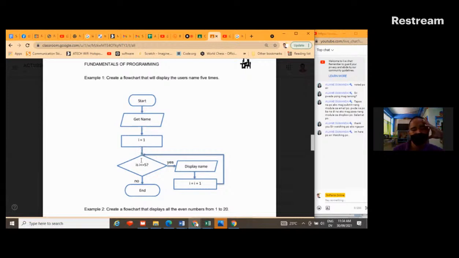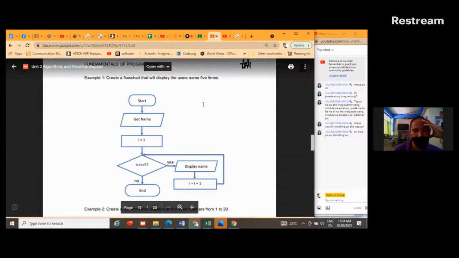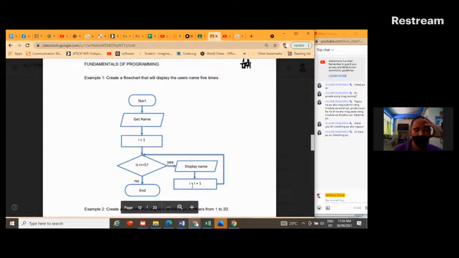And then there's a decision. Is 1 less than or equal to 5? So that's yes, this is true. So it will display the name. Let's say the name you input here is Maria. So it will display in the screen Maria. And then after that, I is equal to I plus 1. So I is 1. So 1 plus 1 equals, I will be 2.